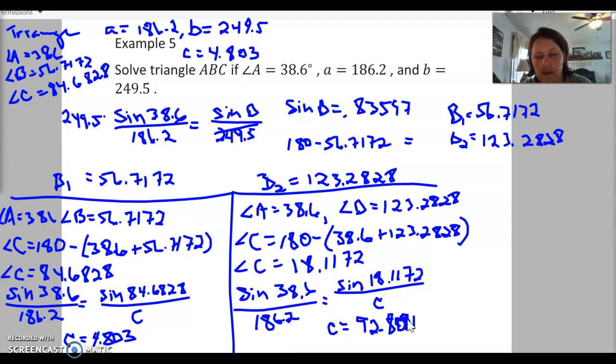Okay. So go through, do all of that. This up here, just cross multiply. Cross multiply on that one, and then you'll be good. And then that's all we have to do.